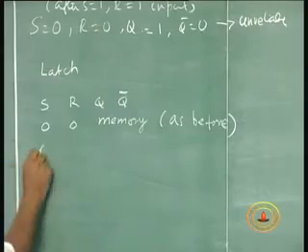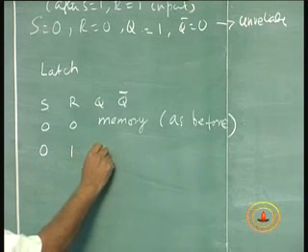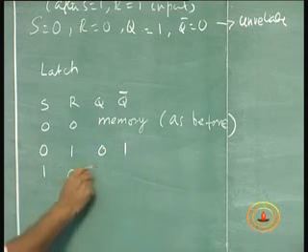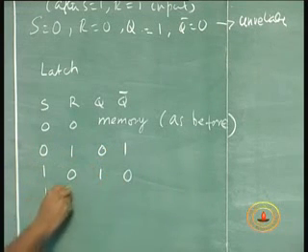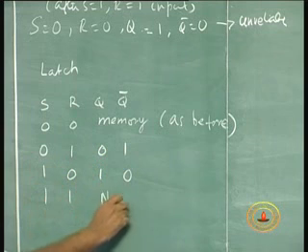If it is a 0 and a 1, the output is a 0 and a 1. 1 and a 0, output is a 1 and a 0. 1, 1, not used.